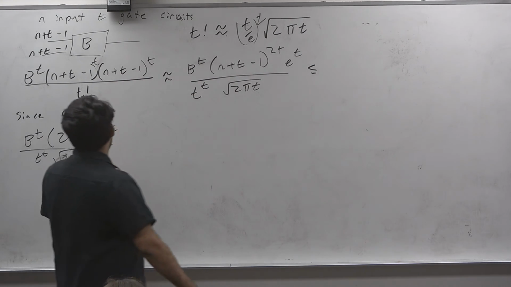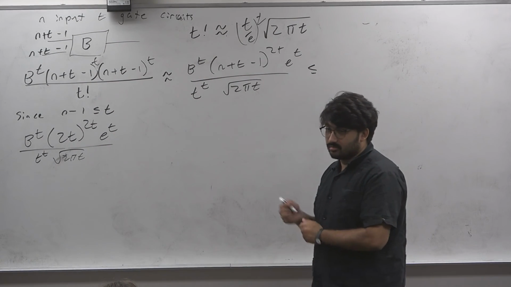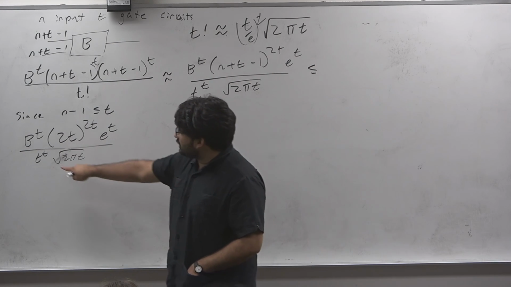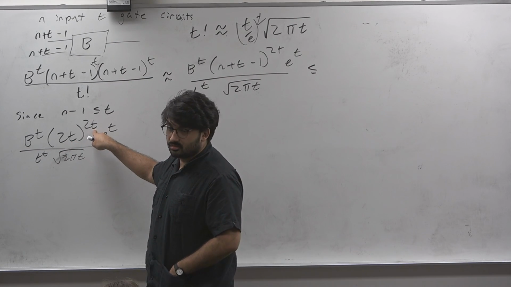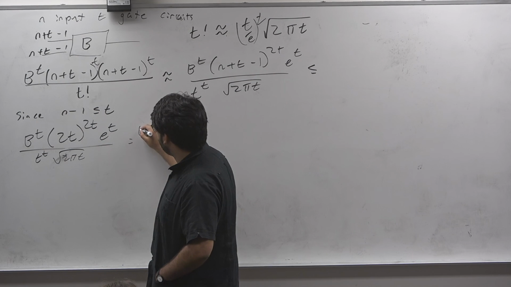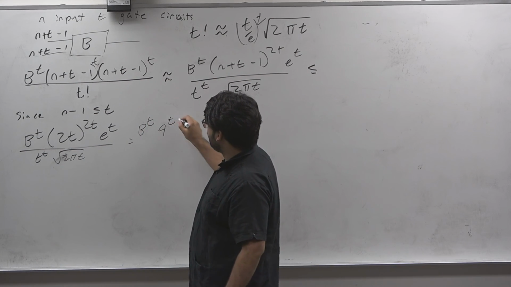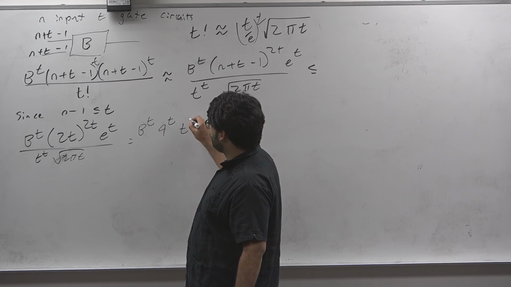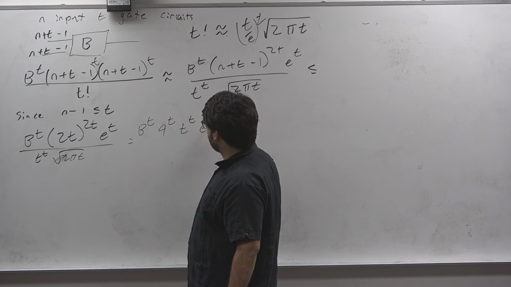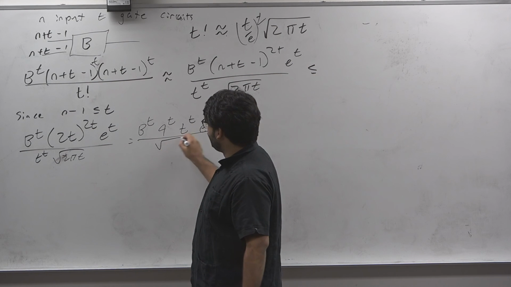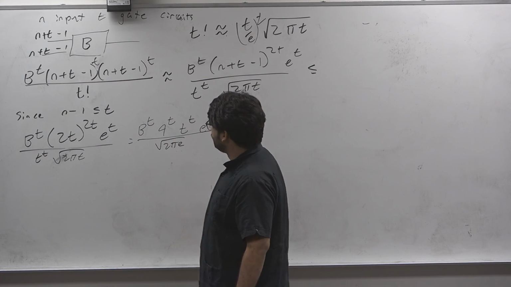Do we agree with the math though? I've not made any algebra mistakes. We have a T to the T here and a T to the T there. If I were to get rid of that, would you agree that that's B to the T, 4 to the T, T to the T, e to the T, over square root of 2 pi t? Did I do that right?